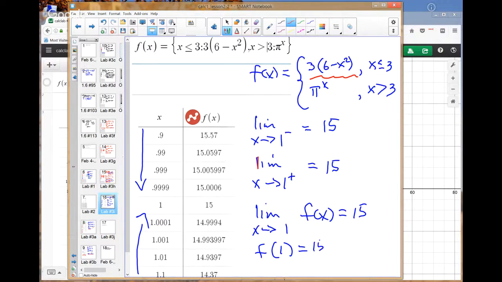So here we don't have a hole. We got the left and right hand limits agreeing. We have an overall limit, and so this is pretty straightforward, even though we were distracted a little bit, if you will, on this problem by that second part of the function.